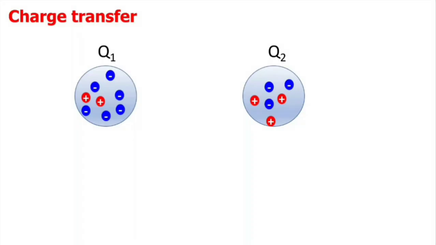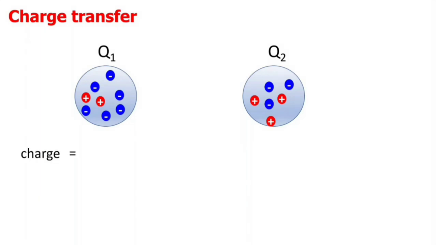In this video, we're going to discuss what happens when there is a transfer of charge between two materials. In this example, we've got material Q1 and Q2. We're going to use the blue dots to represent negatively charged particles and the red dots to represent positively charged particles. So what is the amount of charge in material Q1?